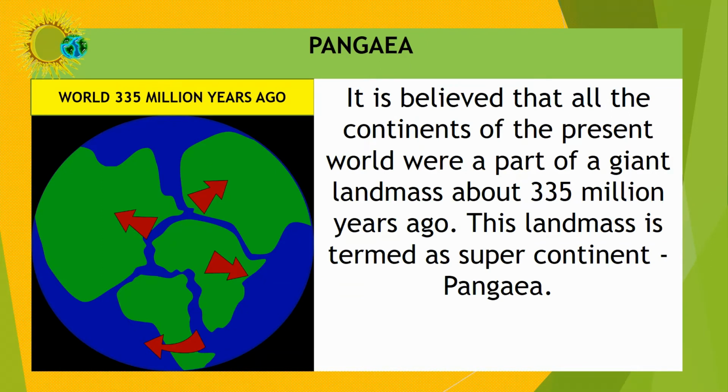In order to know about plate tectonic movement, we first of all need to know about Pangaea. What is this Pangaea? It is believed that all the continents of the present world were a part of a giant landmass about 335 million years ago. This landmass is termed as supercontinent Pangaea, which means that the world that we see today was not like this 335 million years ago. Let us understand what might have happened due to which we don't see the world of that time.